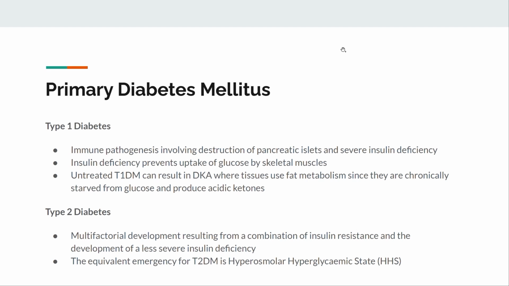Whereas type 2 is a multifactorial condition involving obesity, some genetic factors, and multiple lifestyle factors, like a high-calorie diet. You get insulin resistance, and then over the years, you'll eventually get insulin deficiency with chronic insulin resistance. The equivalent emergency is hyperosmolar hyperglycemic state, HHS, also known as hyperosmolar hyperglycemic non-ketotic state, HHNK or HONK. It has a mortality rate of about 40%. DKA only has a mortality rate of 4%.